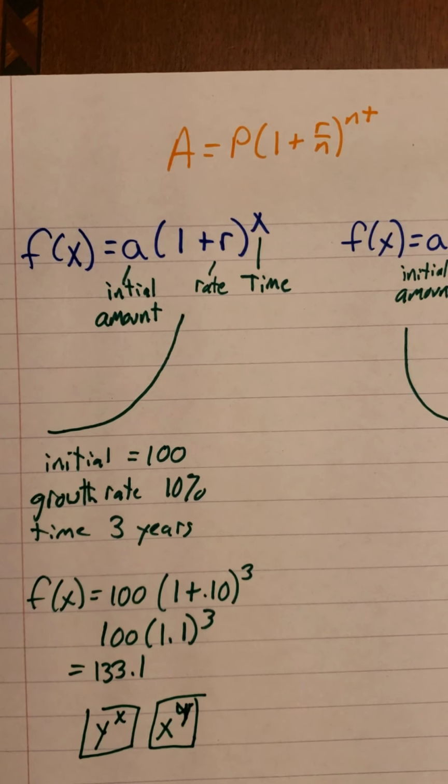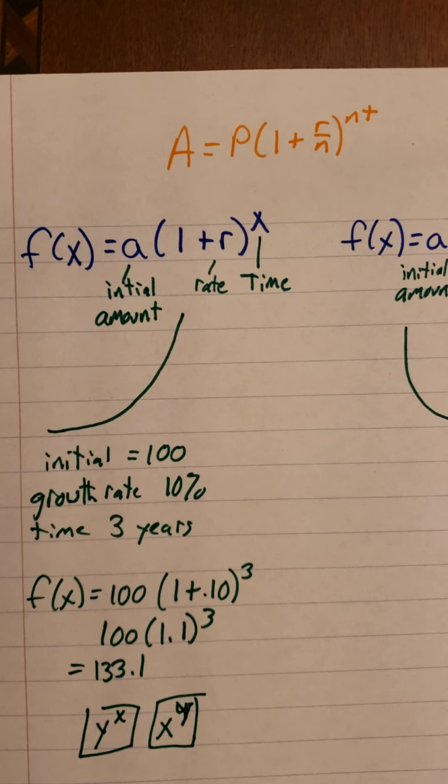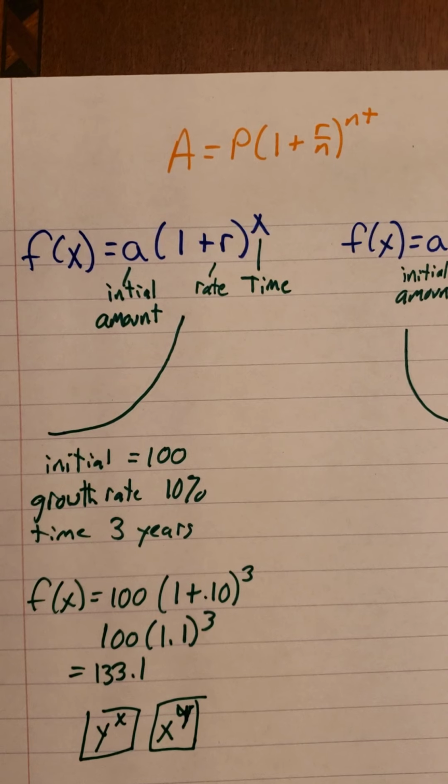You would go like 1.1, you hit the exponent button, you hit 3, and that would give you an answer, and then you go and multiply it by 100.